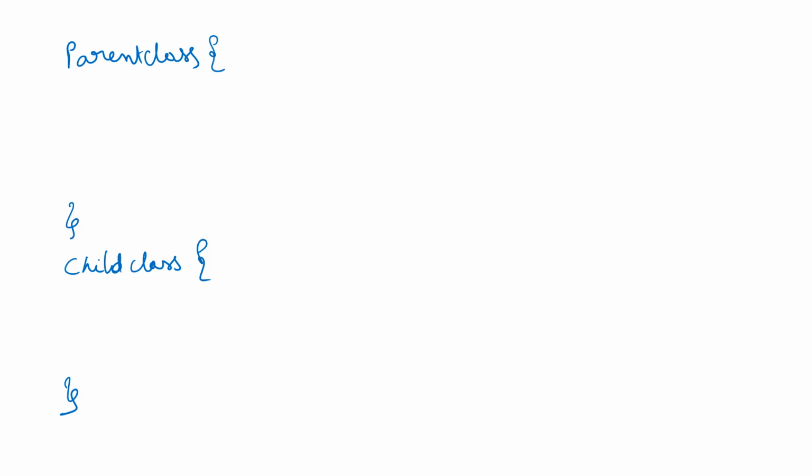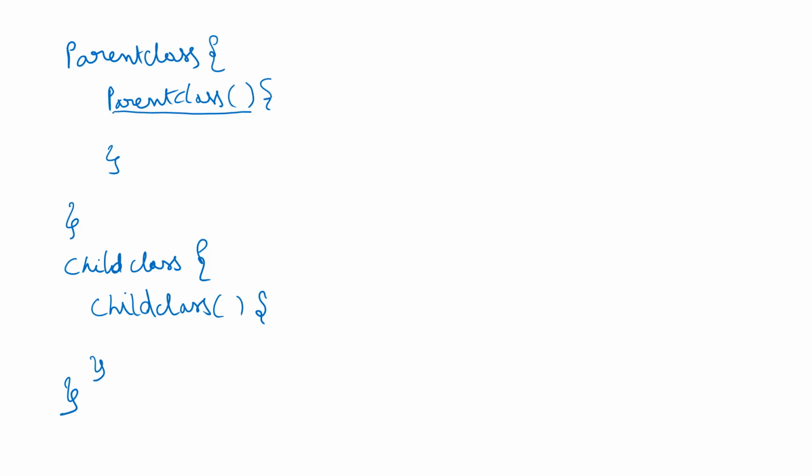Let's say I have a constructor in the parent class. So how do we define a constructor? The constructor name should be same as the class name. So constructor parent class, and I have a constructor for child class also. So this is child class constructor. So when will this parent class constructor be called?